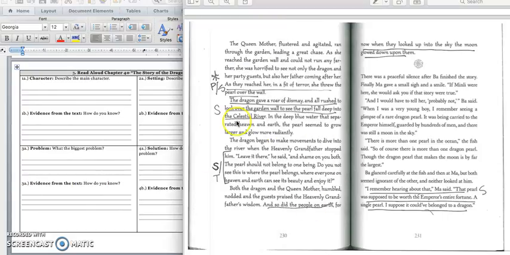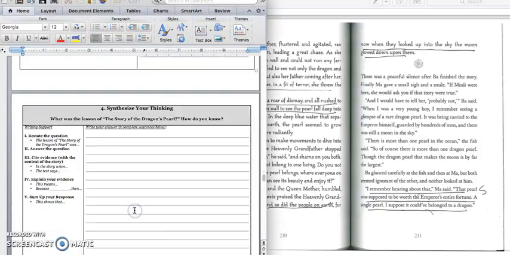And for the quote, we will write down this sentence in the middle of page 230. The dragon gave a roar of dismay, and all rushed to look over the garden wall to see the pearl fall deep into the celestial river. Press pause to write down your answer and play when you're ready for the paragraph.